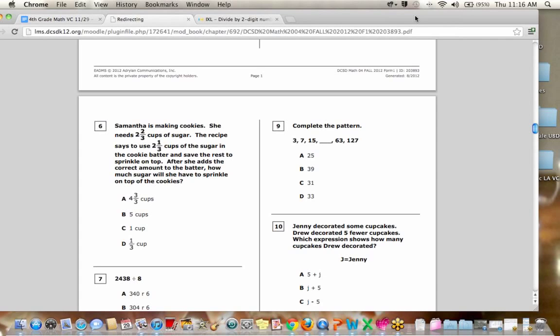Number 6. Well, this is just a simple subtraction problem. It might not be something that you've seen, though, because I'm not sure how much exposure you've had to subtracting mixed numbers. But we have Samantha, and she's making cookies. She needs 2 2/3 cup of sugar in total. The recipe says to use 2 1/3 cup sugar in the cookie batter and then to save the rest of it to sprinkle on top later. So basically, it's a subtraction problem. How much is she going to use later and sprinkle on top? So 2 2/3 minus 2 1/3.